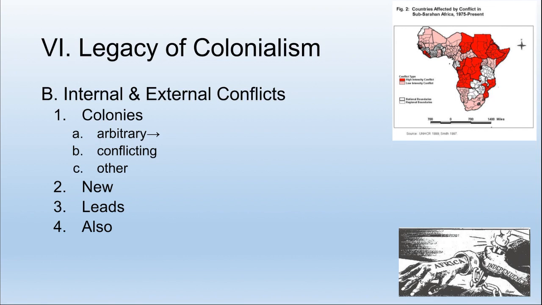New independent countries are going to follow these same borders. Newly independent countries follow the same colonial borders. This leads to tribal conflicts within new countries, and also leads to fighting between these new countries. So it leads to conflicts within the countries and also fighting between the new countries.